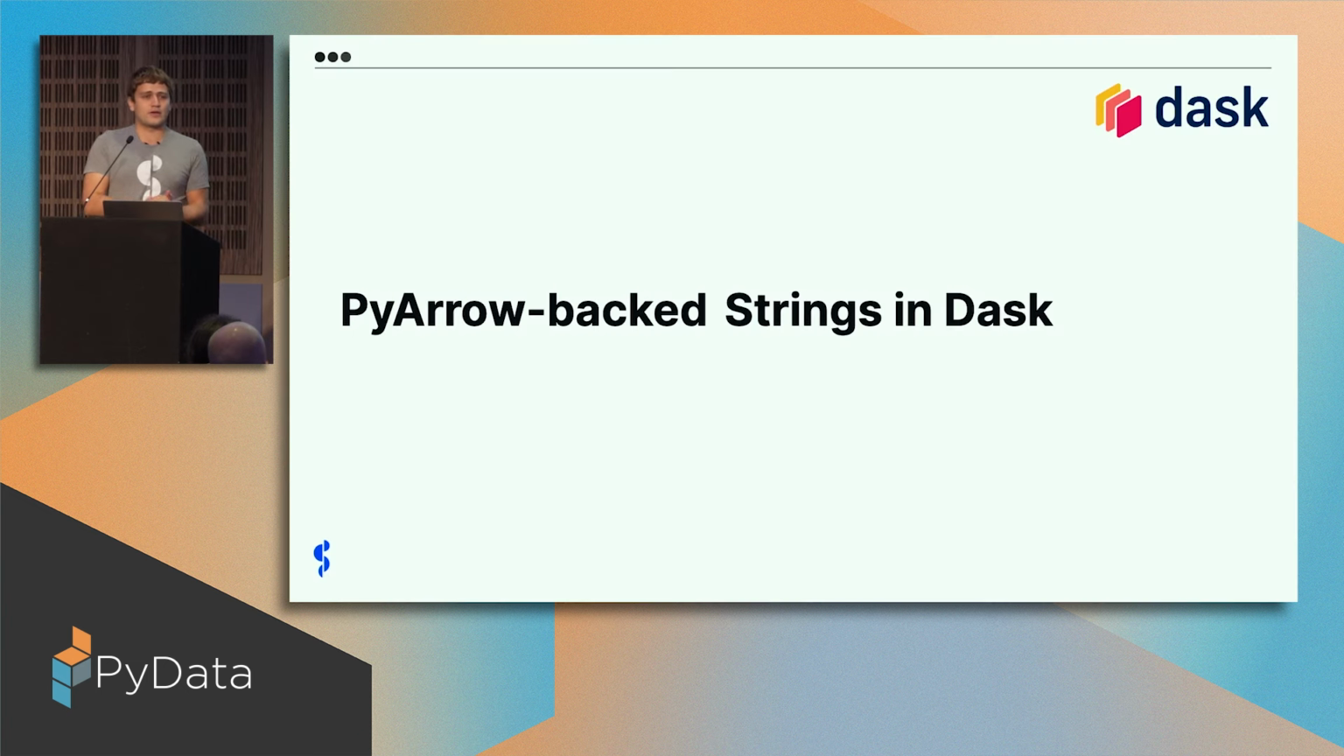We start with arrow-backed strings. Apache Arrow is a library that initially promised efficient string manipulation operations in memory. It was integrated into pandas a couple of years ago, I think in 2020 actually. And in Dask, it's used by default. So every string column that you have in a Dask data frame will just be PyArrow-backed.